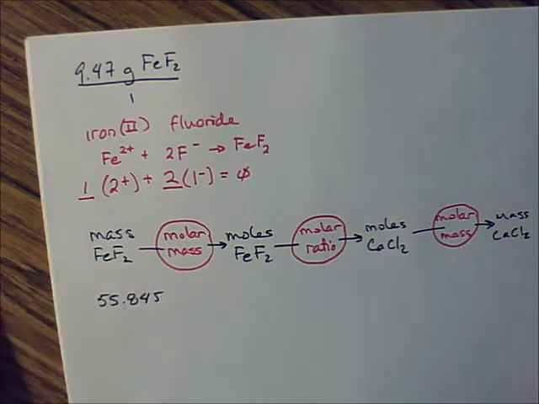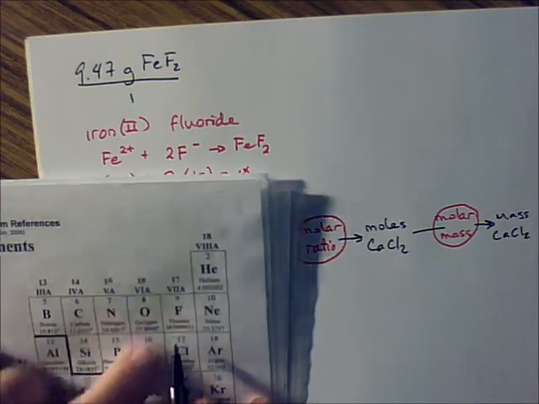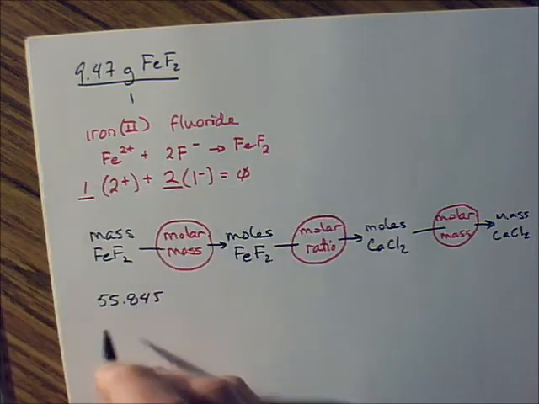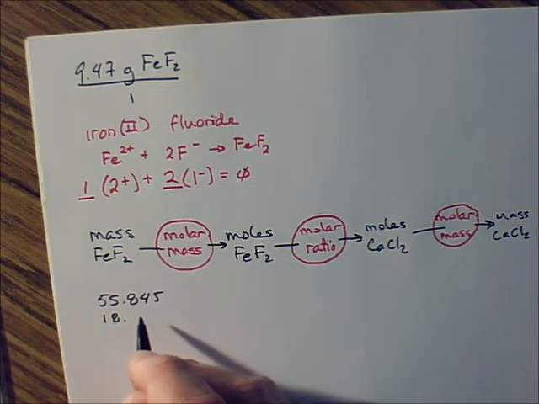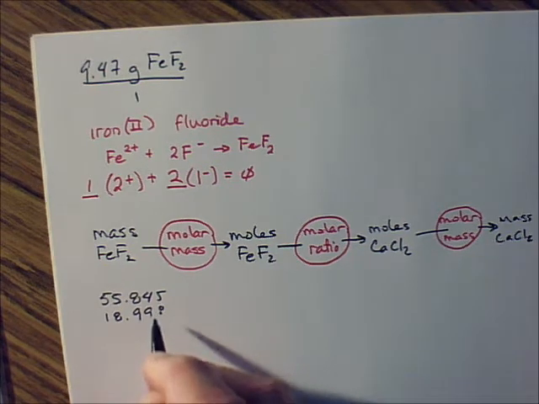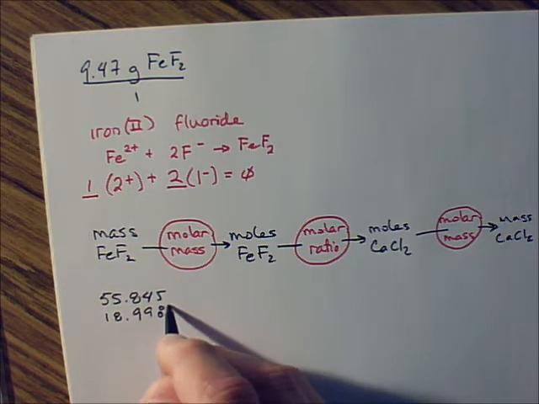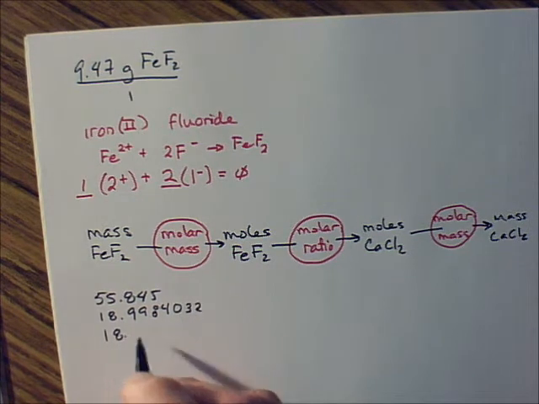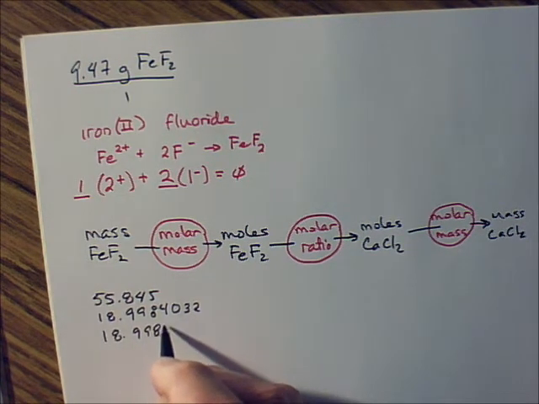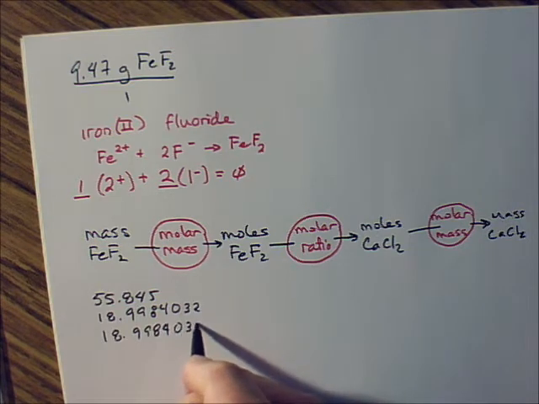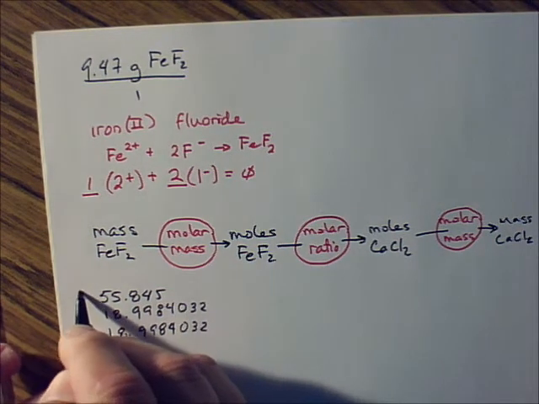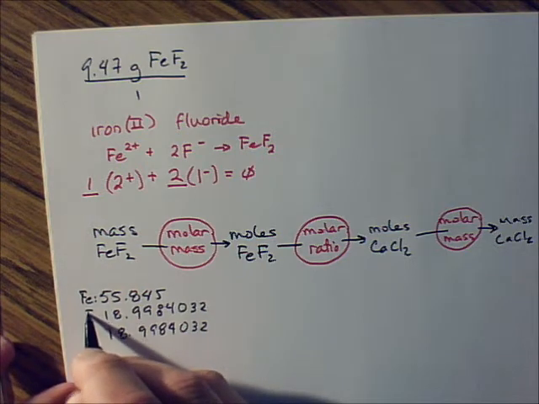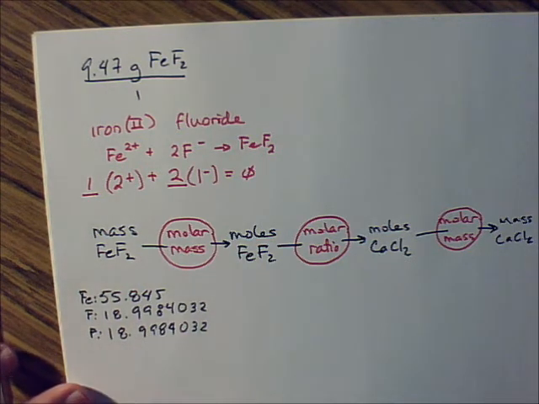And we've got 2 fluorines, and fluorine has a mass of 18.9984032. We need 2 of those. Okay, so we need to show that that's what those masses are. This is kind of like taking good observations and keeping up with everything in the lab.